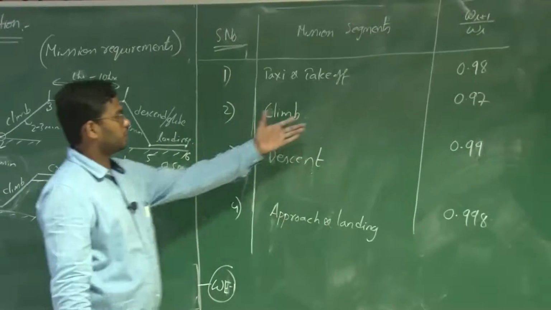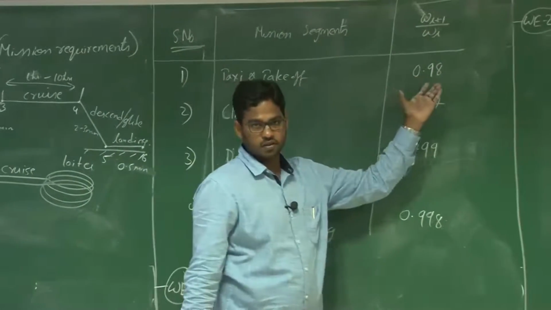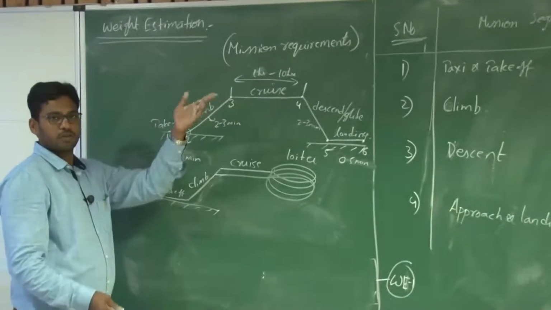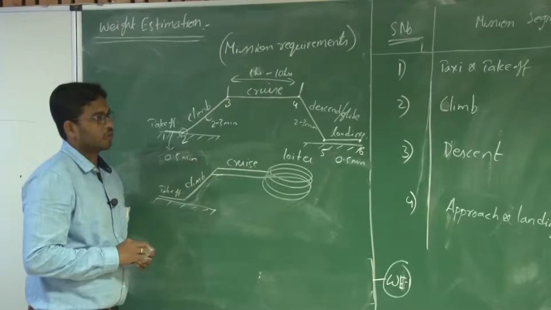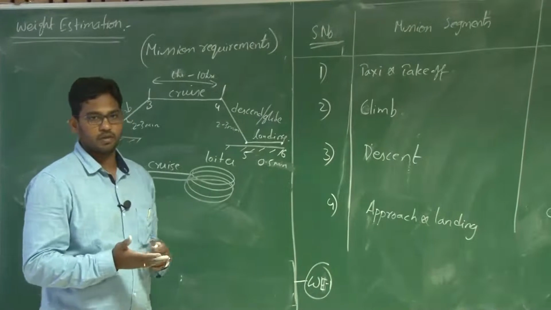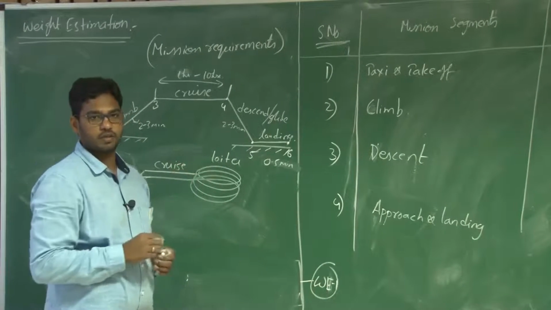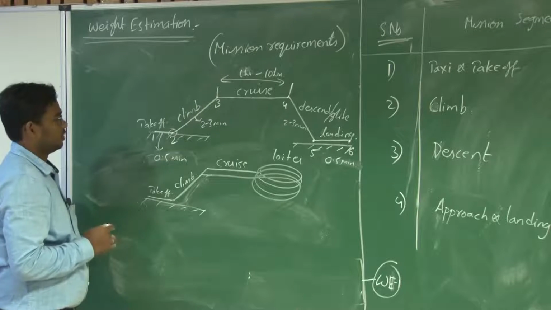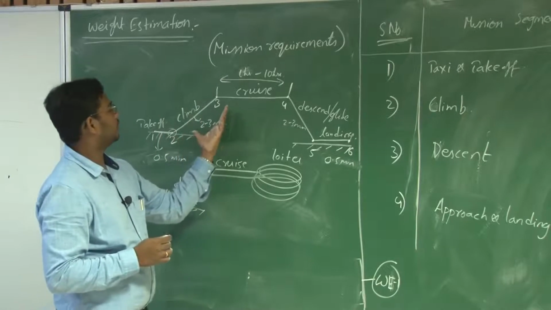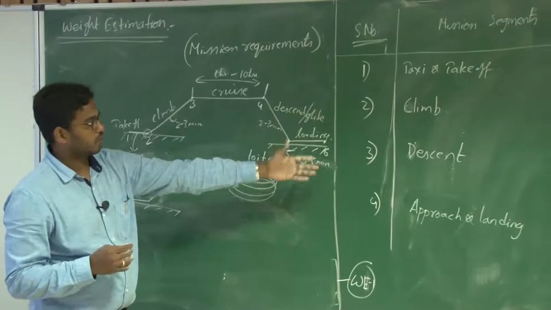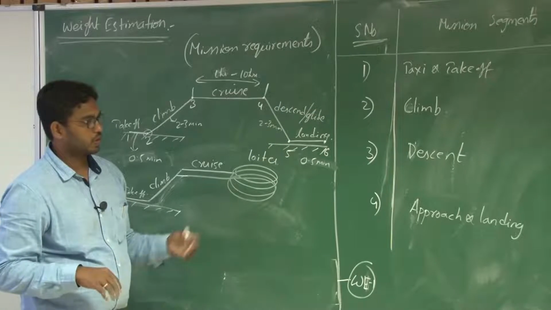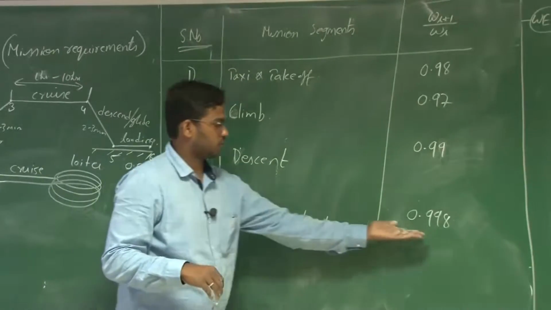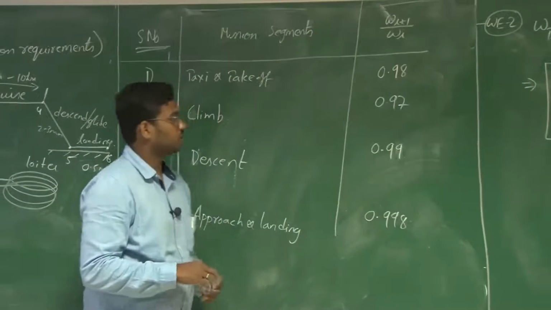So these values are from historical database. If you look at this, W3 by W2, and in this case W2 by W1, is almost equal to 1. Compared to overall takeoff weight, the fuel weight consumed is very, very less. Similarly, for the climb it is also 0.97, for descent it is 0.99, and for approach and landing it is 0.99. So here it is almost closer to 1, right?